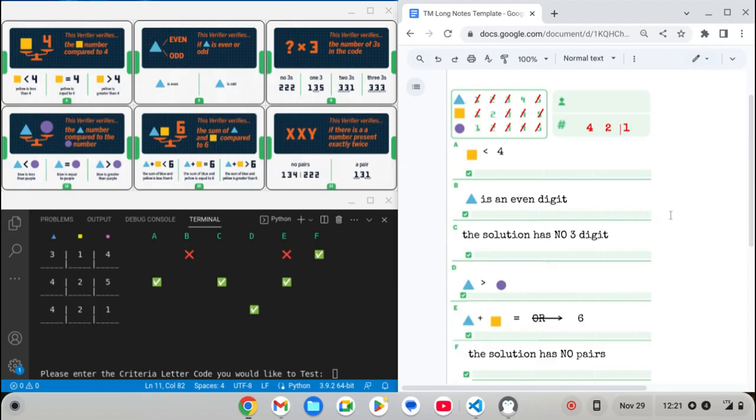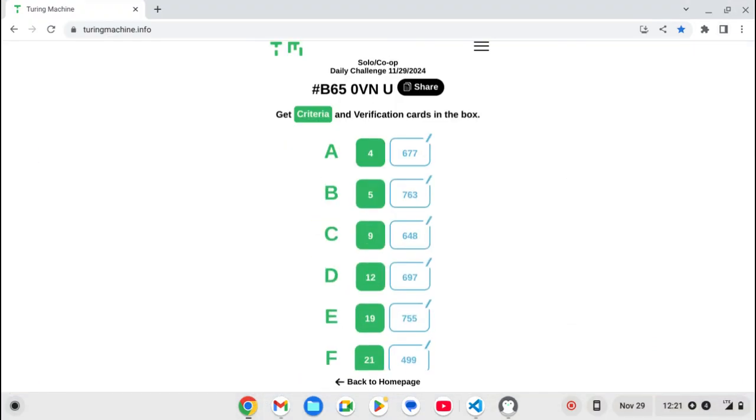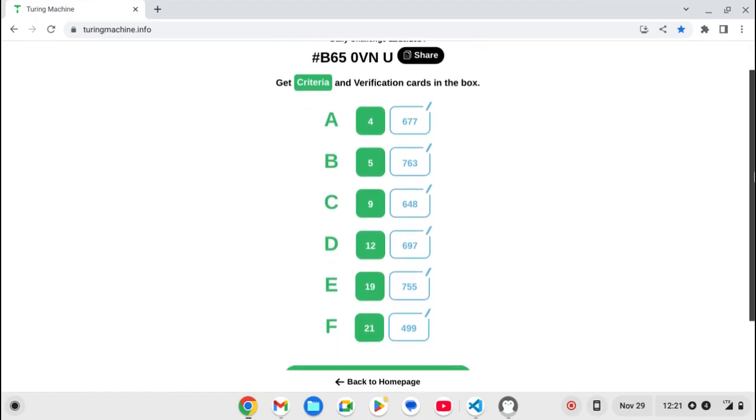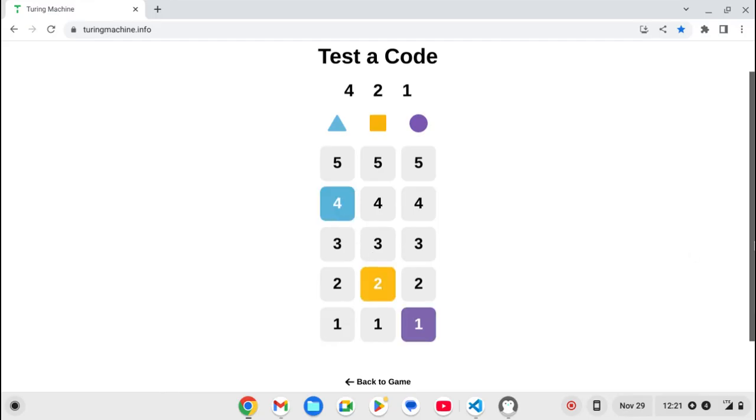So quickly reviewing, that middle digit is less than 4. Yeah, it's a 2. Triangle is an even digit. Yes. There are no 3s. That's correct. The first is bigger than the last. That's correct. And the sum of the first 2 is 6 with no pairs. Yeah, that looks to be the solution. But let's go verify that 421 is correct.